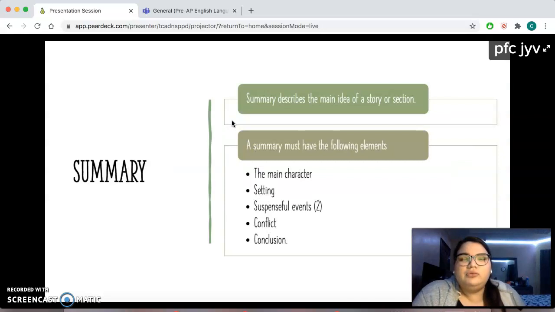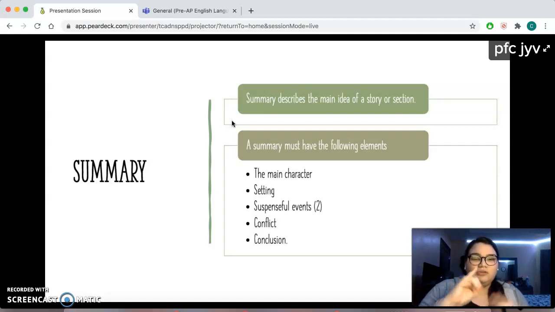Then we're going to review what are the main elements of a summary, right? A summary describes the main idea of a story or section. If you don't remember what main idea is, you might know it by main events. So what are the main things? What is the main message, or the things that are happening in the story? When you create a summary, you take all the important parts and you put them together and create a summary. So these are the following elements. If you don't remember what elements are, they're the parts or the pieces that make a whole.